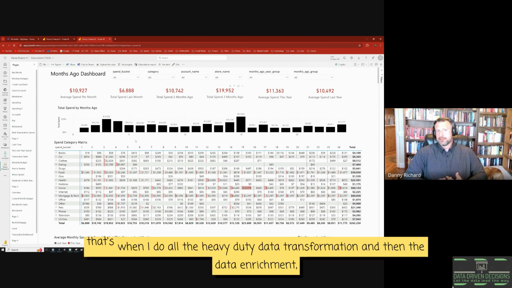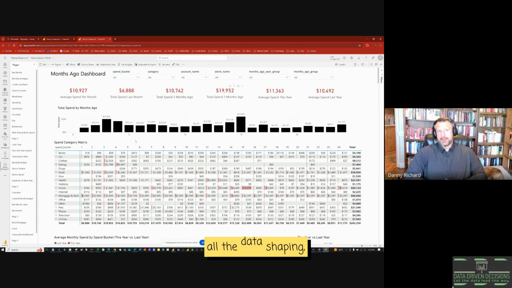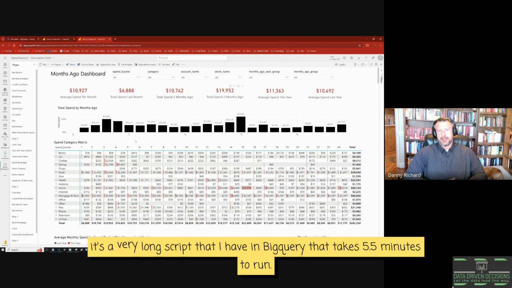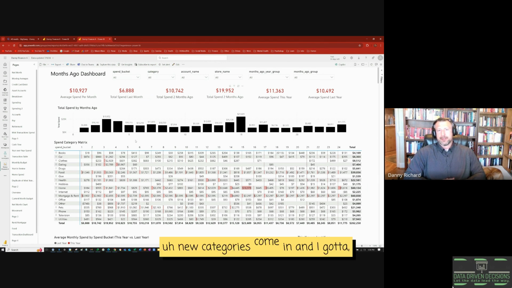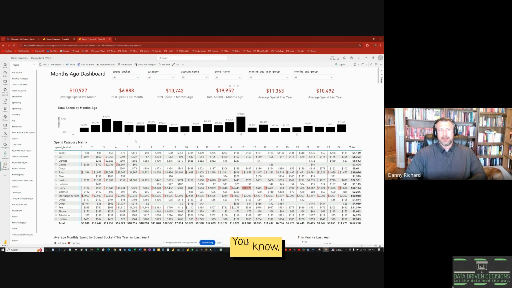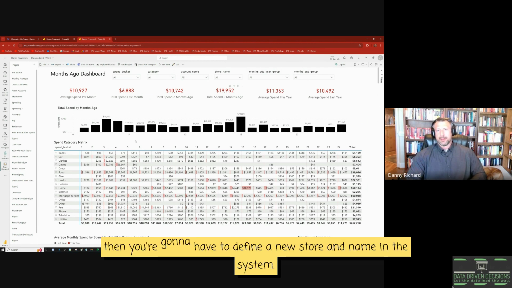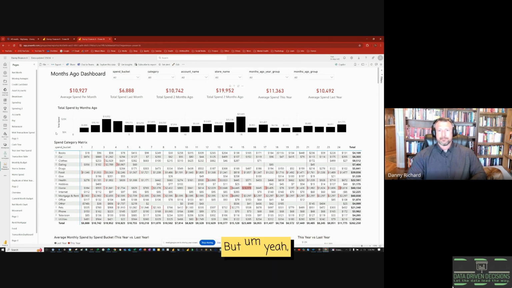And then in BigQuery, that's when I do all the heavy duty data transformation, and then the data enrichment, all the data shaping, just everything. It's a very long script that I have in BigQuery that takes 5.5 minutes to run. But it's flawless. It never produces errors. Sometimes new categories come in and I've got to define those. That's always common. If you shop at a new store, then you're going to have to define a new store name in the system. But yeah, this is a great dashboard.